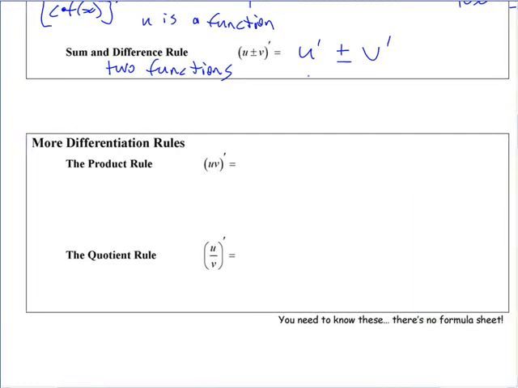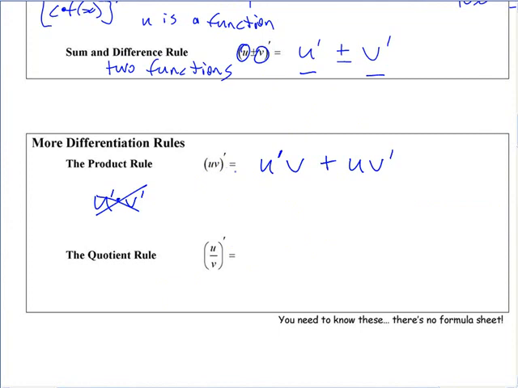Product rule. Again, we said before, if you have two functions and you add or subtract them, the derivative of the combination of the two is the sum or the difference of the individual derivatives. But that is, again, not true for this. The derivative of a product is not just the product of the derivatives. Okay, it's not that. What it is, is the derivative of the first function times the other function, plus the first function times the derivative of the second. Okay?